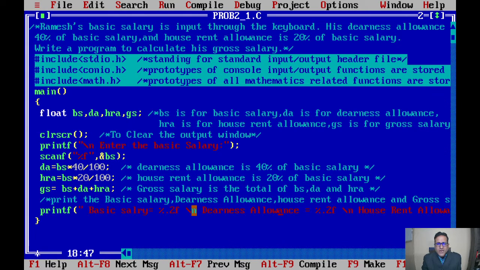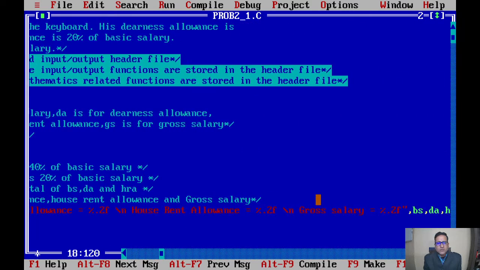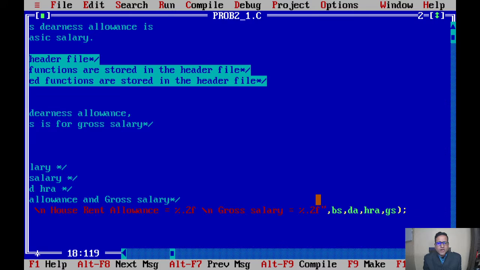Likewise, after that I write here \n because it will take the next line, and here I write dearness allowance equal %0.2f for the 2 decimal places, again \n so that it will take a new line to write the house rent allowance. And for house rent allowance, here we put the equal sign, %f is the type for floating and 0.2 is for the 2 decimal places.